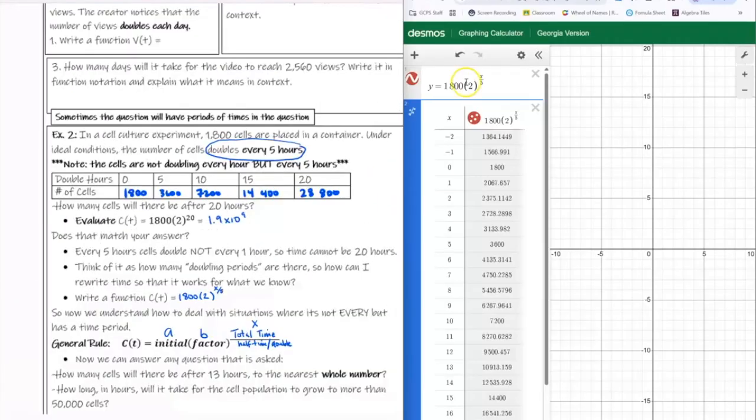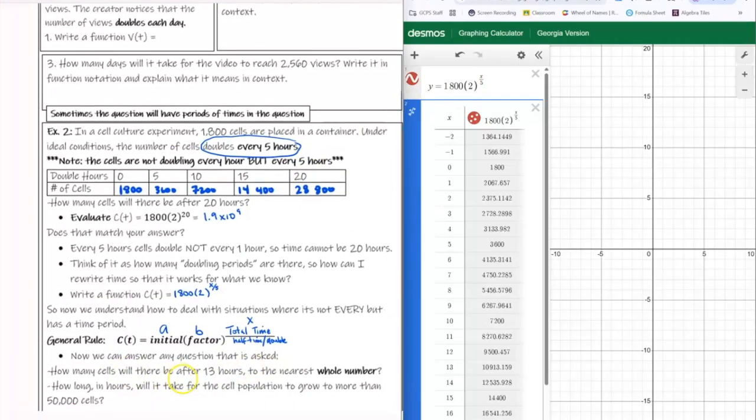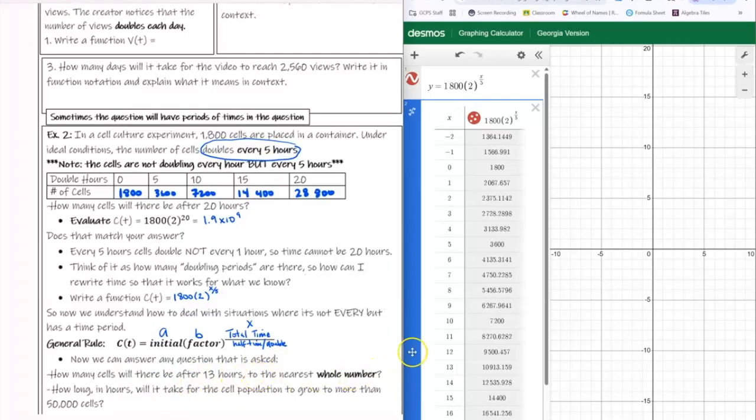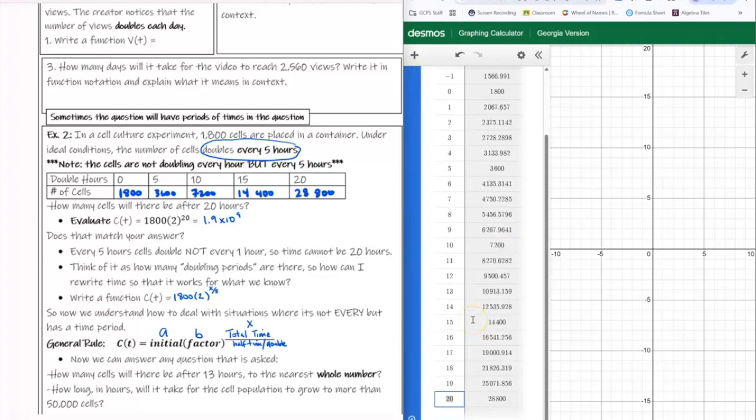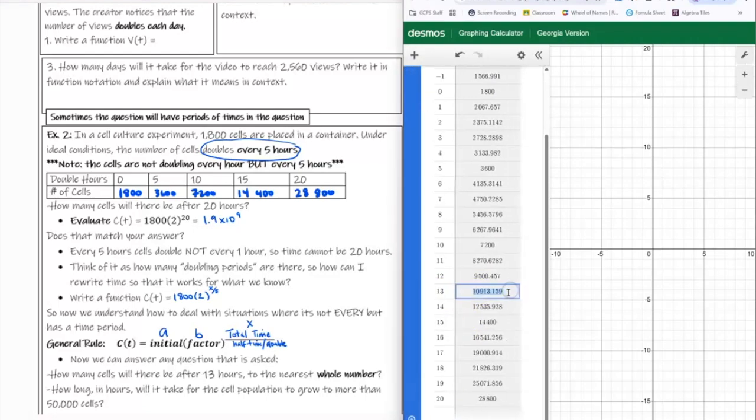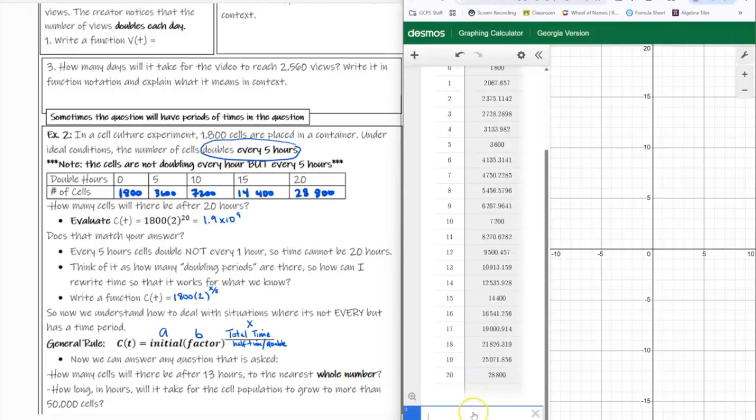So now that I know that, I can go ahead and answer any questions that's asked. How many cells will there be after 13 hours, to the nearest whole number? So I don't have to keep pressing enter, enter to find it. I can just type 13. But since I've already pressed enter, enter, enter to find it, this is what it's going to be. And it's rounding to the nearest whole number. So let's talk about the nearest whole number. You should have a reference sheet that I gave you.